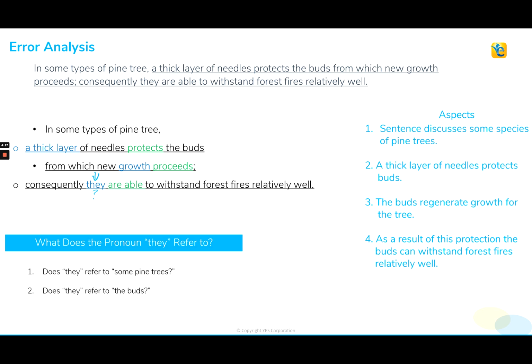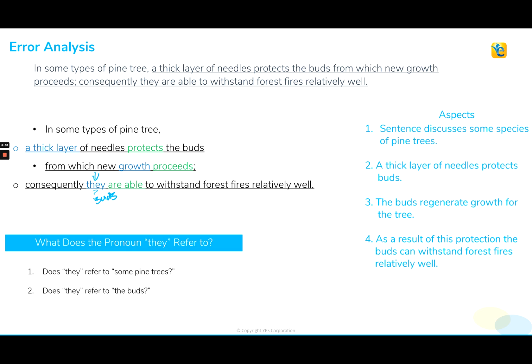Or does they refer to the buds? Are we saying that this thick layer of needles protects the buds, and therefore the buds are able to withstand forest fires relatively well? I'm going to make the argument here that this thick layer of needles protects the buds. Because these buds are protected, even if the tree burns, consequently the buds are able to withstand the forest fire relatively well, because they're the ones that are protected, and then the new growth comes from the buds. So it's actually the buds, so I'm going to write buds right here, that are able to withstand those forest fires relatively well.